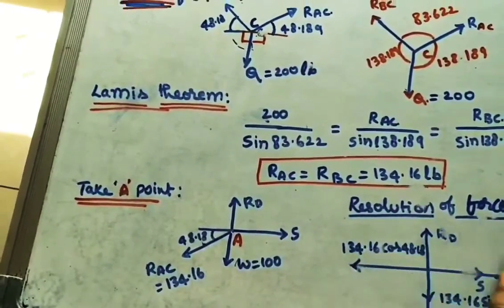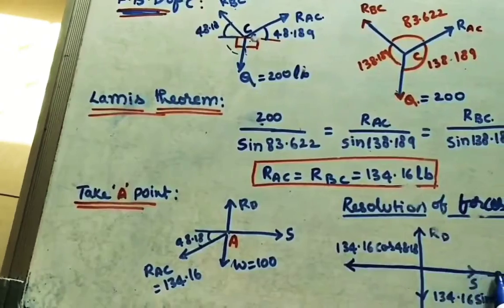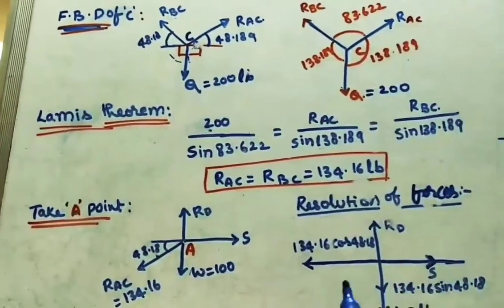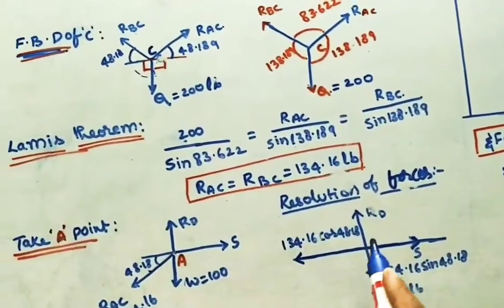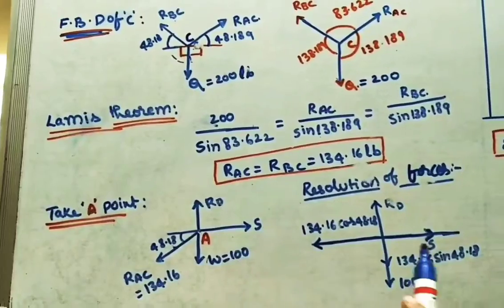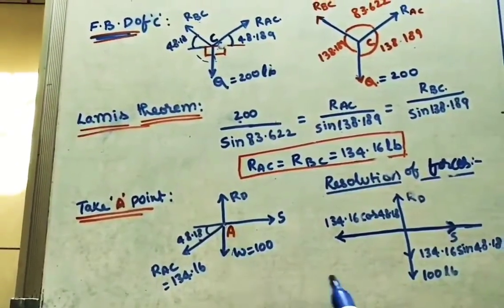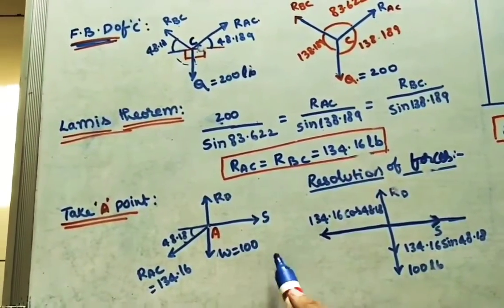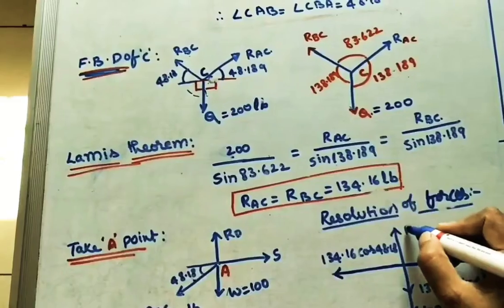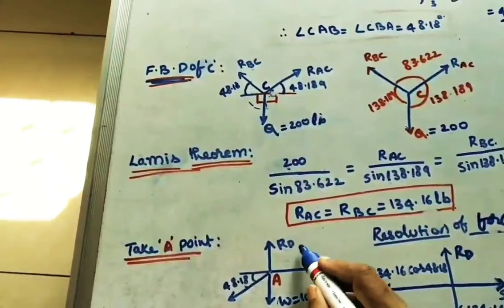What is the meaning of resolution of forces? In the graph, we have to mark the x-axis and y-axis. We have to take all horizontal components and vertical components. First mark what the horizontal components are. Yes, I already did. And next vertical force W, 100 lb, so mark that force, and RD in the upward direction. This one is completed, these three.